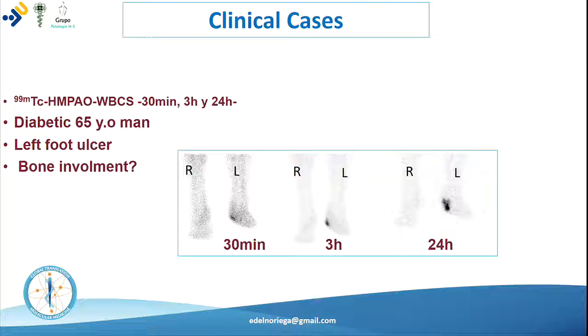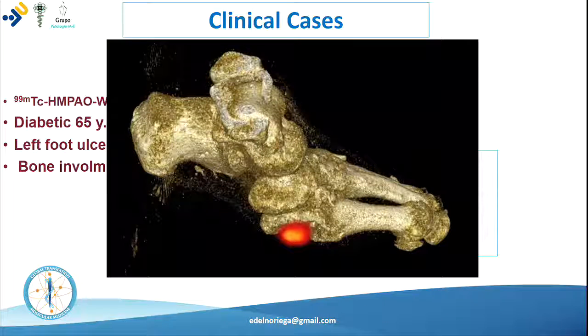Here, I'm going to show you a couple of clinical cases. It's a diabetic man, 65 years old, with a left foot ulcer and suspected bone involvement. Here we can see the three-point planar image with increasing uptake over time. In order to discard bone involvement, we perform a SPECT-CT.